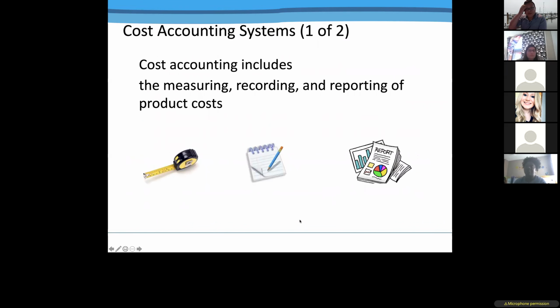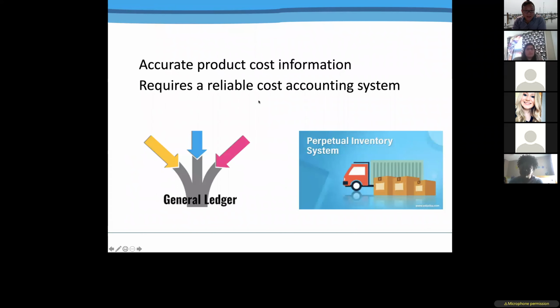So what's the purpose of a cost accounting system? You can see that the 3 main aspects are to measure, to record, and to report the product cost. Why is this important? Because in order for us to capture accurate product cost information, we need an important, useful, reliable accounting information system. Basically, you need to have a general ledger to capture all the information, right?